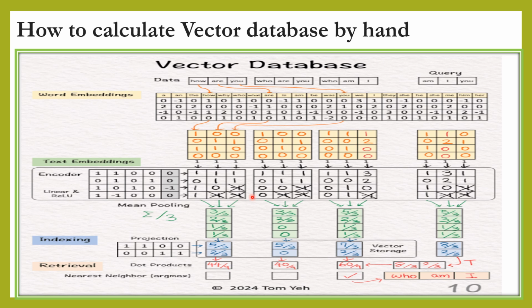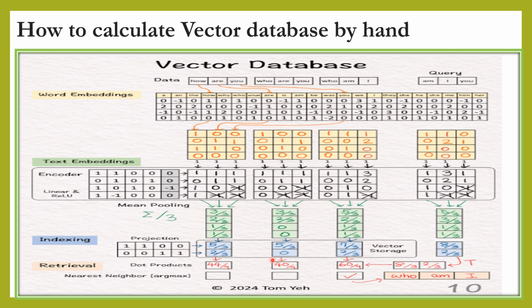And in the last step, we will find the nearest neighbor. That is, we will find the largest dot product by linear scan. So the sentence with the highest dot product is "who am I". In practice, because scanning billions of vectors is slow, we use approximate nearest neighbor algorithms like hierarchical navigable small worlds.